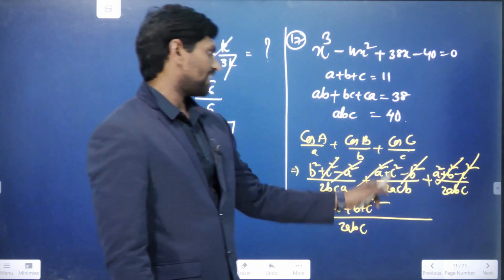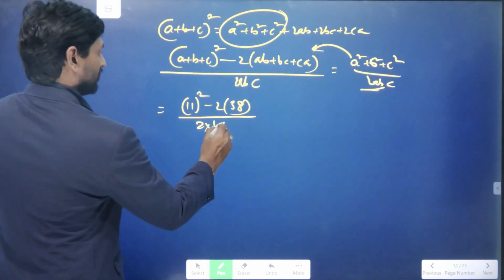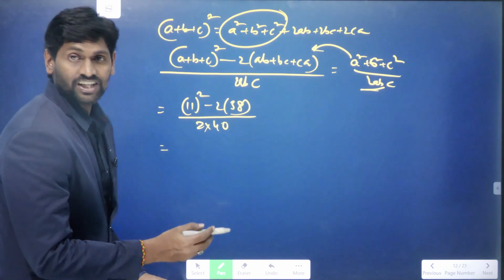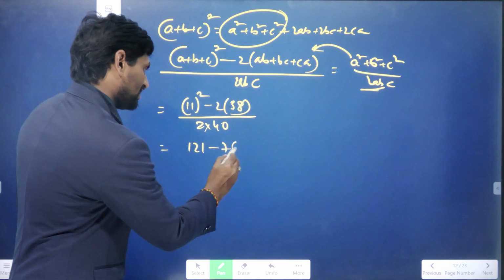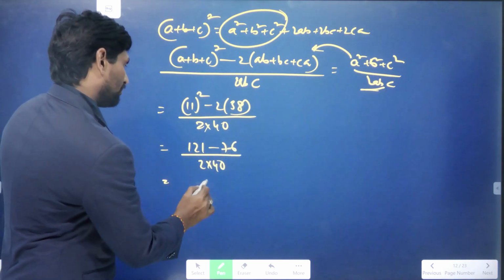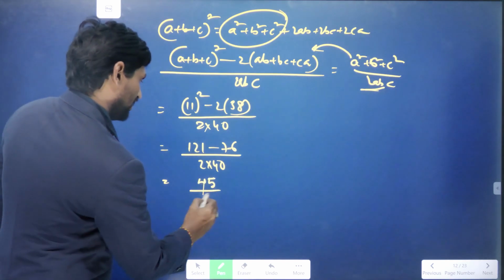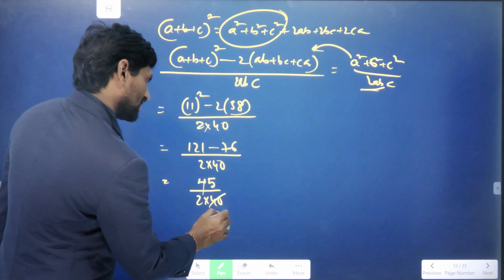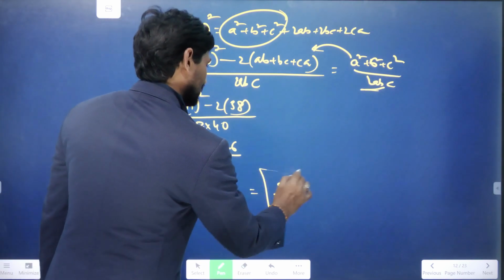What is the abc value? The abc value is 40. So 11 square, 11 elevens are 121. 2 into 38 is 76, by 2 into 40. Here 121 minus 76 is 45. 45 by 2 into 40, both cancel in the 5 table: here 8 times, here 9 times. So 9 by 16. This is our required answer.